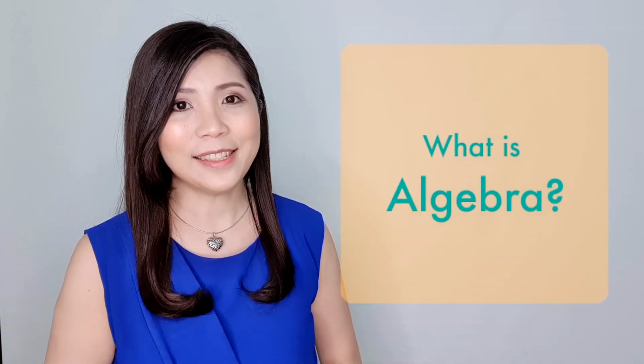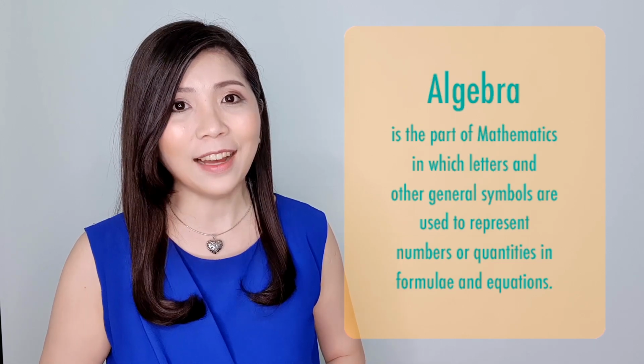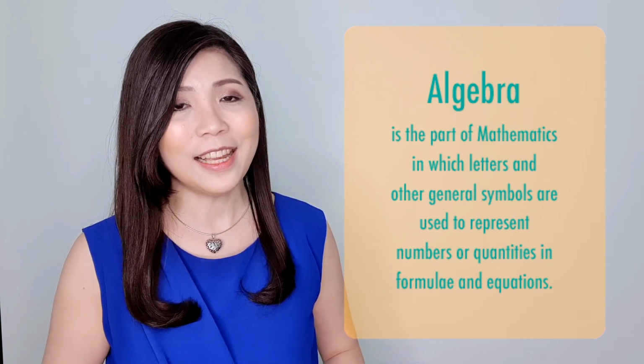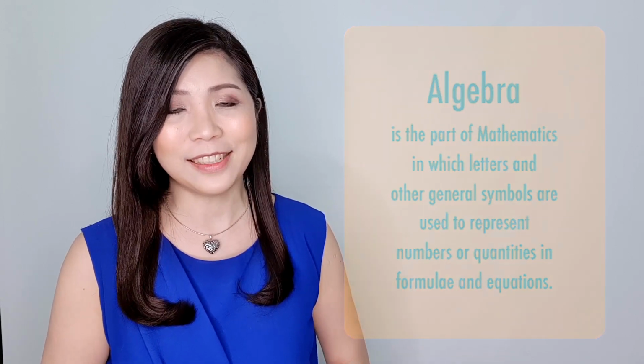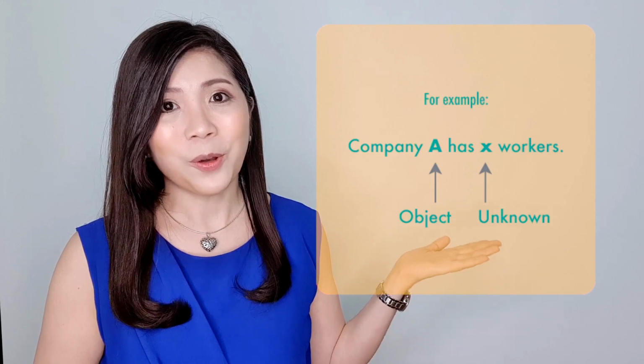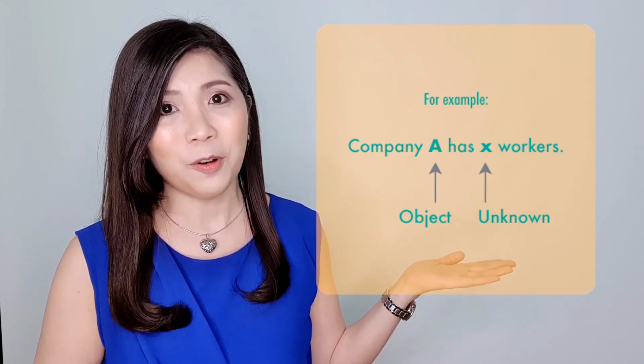Let's take a look at the first part of algebraic expressions. What is algebra? Algebra is the part of mathematics in which letters and other general symbols are used to represent numbers or quantities in formulae and equations. For example, company A has x workers. So A is the object and x is the unknown that represents the number of workers.